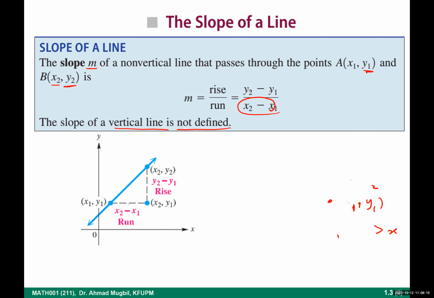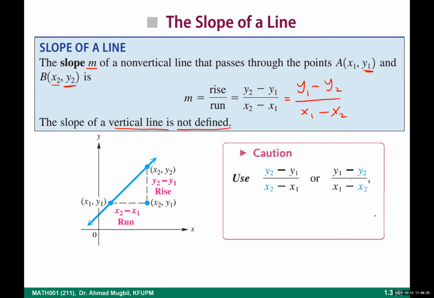Are we able, guys? We used here y2 minus y1 over x2 minus x1. Is it the same if I used y1 minus y2 over x1 minus x2? Is it the same? Yes. It is the same. But you should follow the same order. So it is a remark here, a caution. You can start from A to B or from B to A, but you should keep the same direction. Don't change your mind. Don't do this, y2 minus y1 and then x1 minus x2. You will get the negative of the slope.